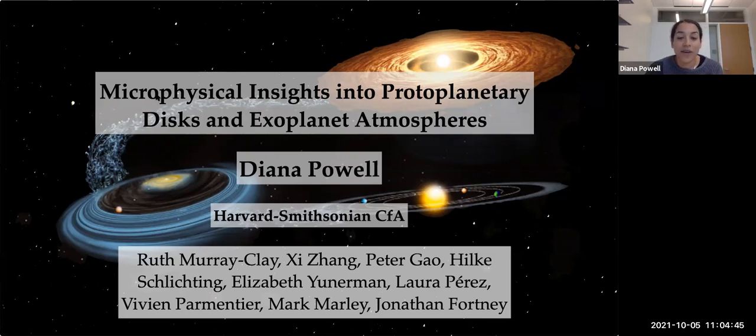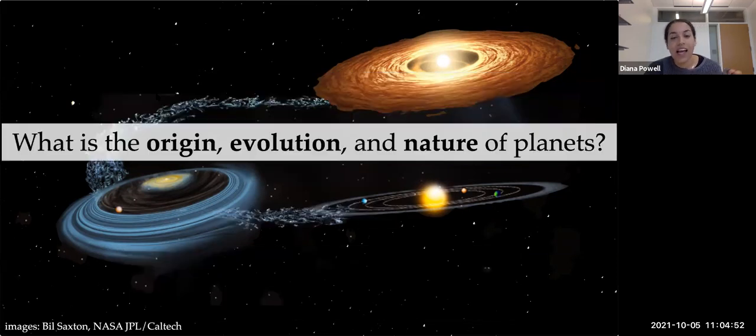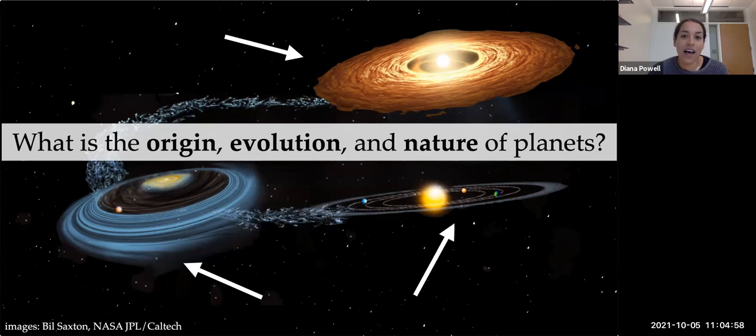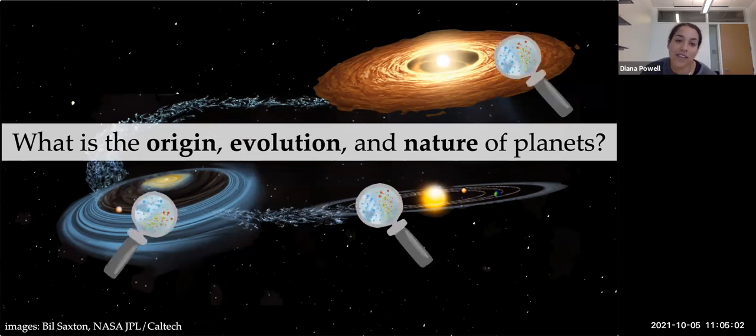And so the key question behind all of my research is, what is the origin, evolution, and nature of planets? And to address this question, I characterize planets and the planetary material and protoplanetary disks. And in particular, I use theoretical microphysical tools to peer beneath the veil of each of these stages of planet formation to uncover fundamental properties of both disks and atmospheres.